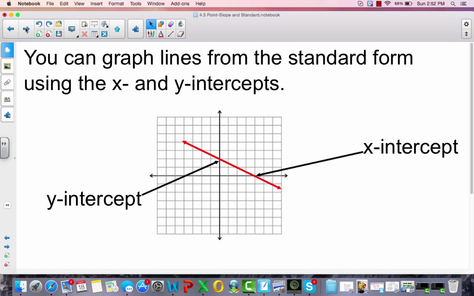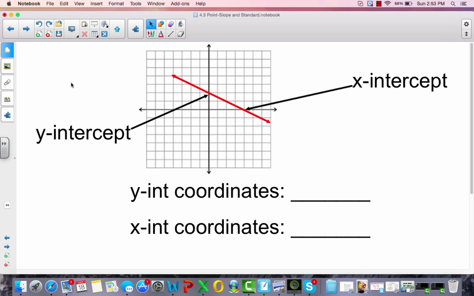You can graph lines from the standard form using x and y-intercepts. So it's important to know what the x and y-intercepts are. The y-intercept, as you know from previous study, is where the line intercepts the y-axis. And the x-intercept is where it intercepts the x-axis. So what is the y-intercept in this case? The y-intercept is (0, 2). And the x-intercept is (4, 0).